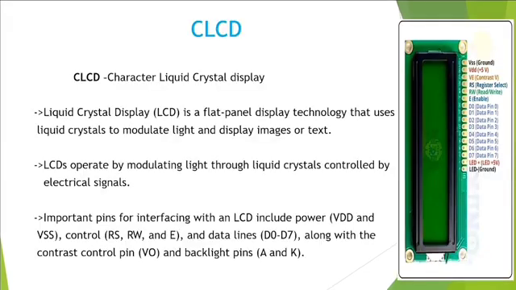Now coming on CLCD. It is a part of the actuator which shows the output in physical form. CLCD is a character liquid crystal display. Liquid crystal display is a flat panel display technology that uses liquid crystal to modulate light and display images or text. LCD operates by modulating light through liquid crystal controlled by electrical signals.